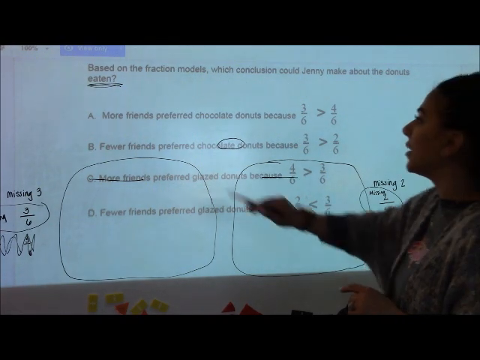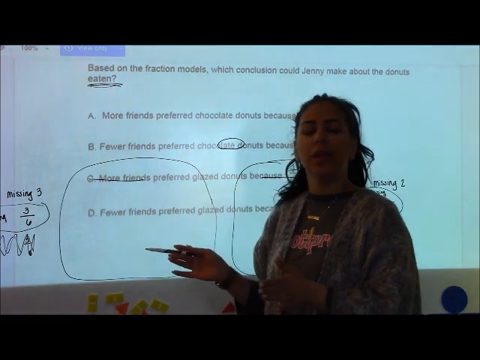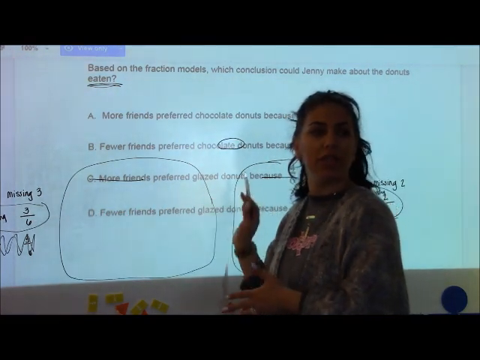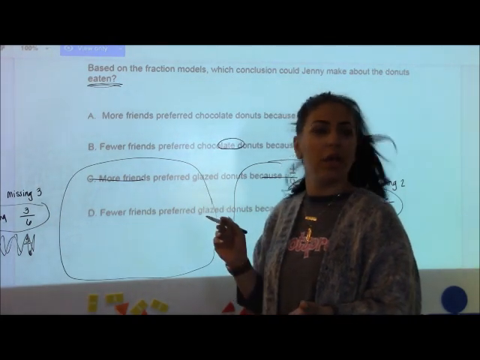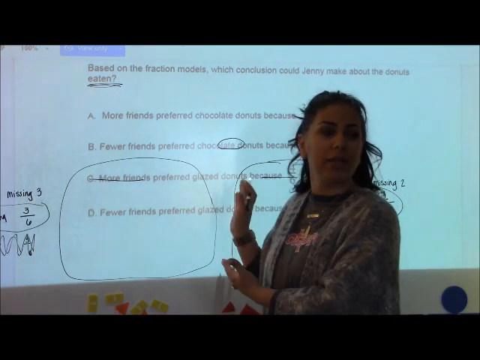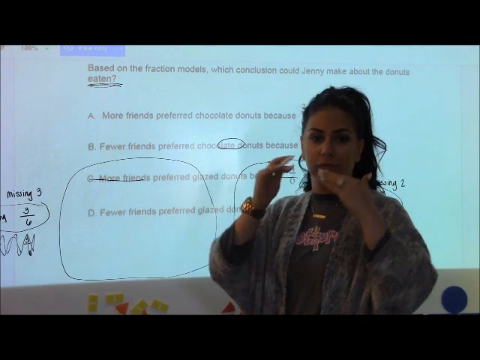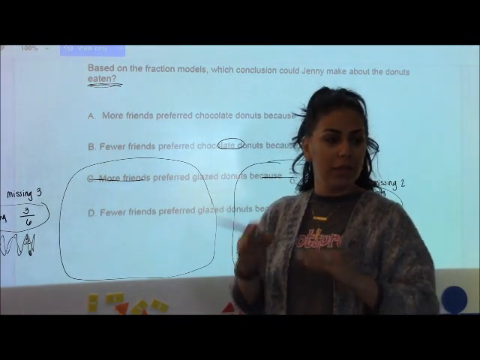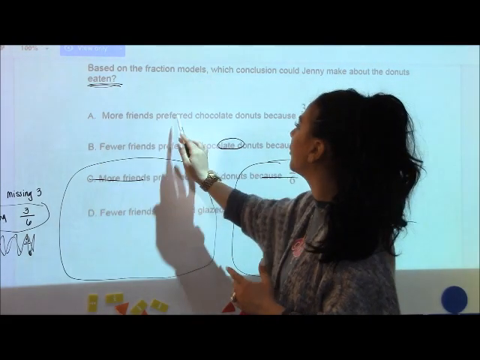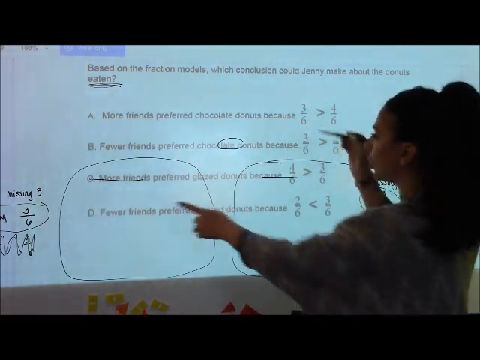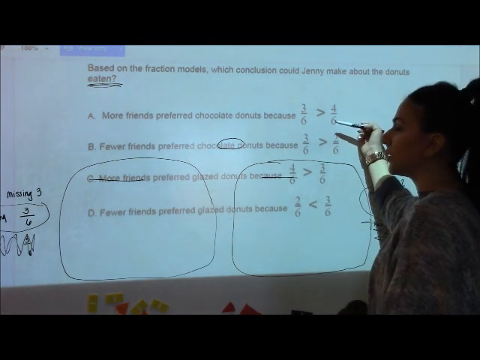Okay, so let's read it again. So I know that, you guys, do you see how long it's taking to solve this? Does it matter how long it takes me? No, because if it's taking this long, that clearly means that this information is very important and that I need to decode everything I'm reading, make sure that I'm ready to claim my answer. So more friends preferred chocolate donuts because 3/6 is greater than 4/6.